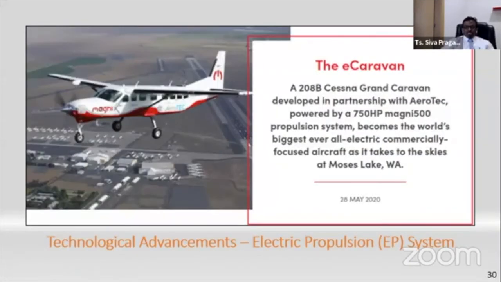Okay, the next is the electric propulsion system in terms of technological advancement. One example here is the Magni X, the Cessna eCaravan, the 208B Cessna Grand Caravan, developed in partnership with AeroTEC, powered by the 750 horsepower magni500 propulsion system. It became the world's biggest ever all electric commercially focused aircraft, as it took to the skies at Moses Lake, Washington. You can see here, this was in 2020. So there are a lot of experiments going on in terms of the electric propulsion system.